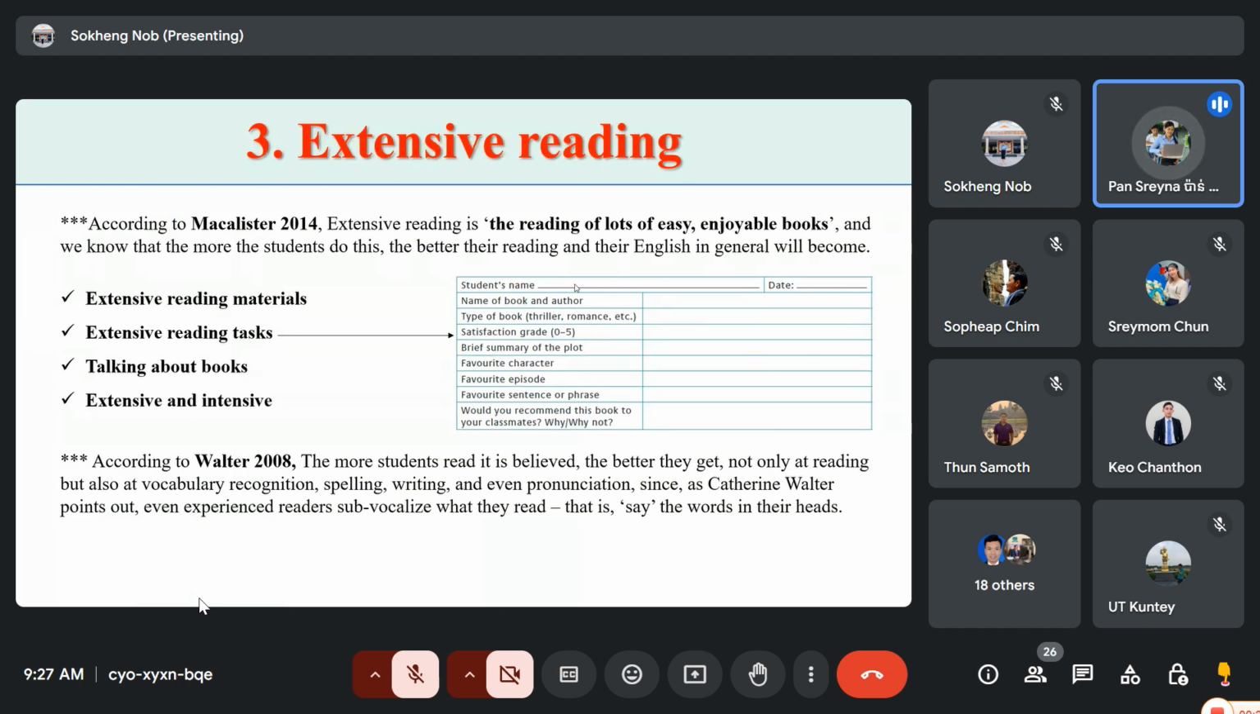According to Walters 28, the more students read, the better they get, not only at reading but also vocabulary, recognition, spelling, writing, and even pronunciation. Catherine Walters points out that this is the experience of the reader subvocalizing. Subvocalize here refers to the voice of what they read, the words in their heads. Thank you. Please move to the next slide.